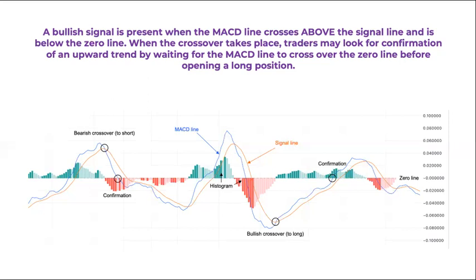And when you say cross over the zero line, do you mean both the signal line and the MACD line has to cross over the zero line? Yep.